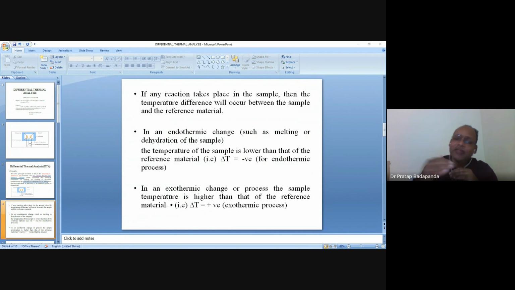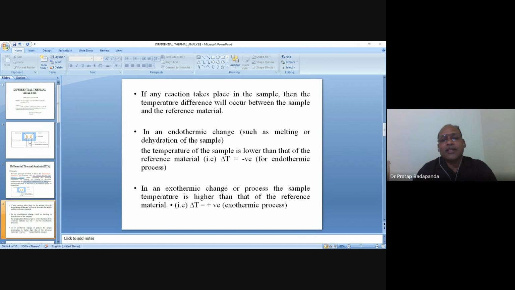When we provide the temperature, both the electrodes, the sample as well as the reference electrode, receive it. If a reaction takes place in the sample, the kinetic energy will increase, so that means the temperature will increase, or decrease, whatever. Then the temperature difference will occur between the sample as well as the reference material.